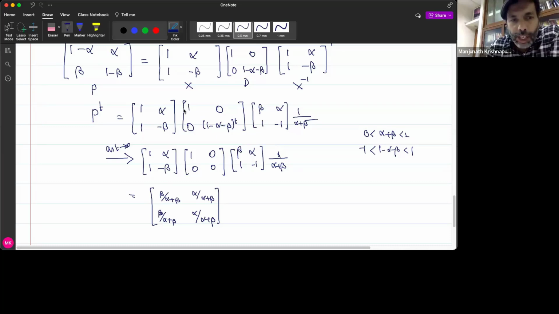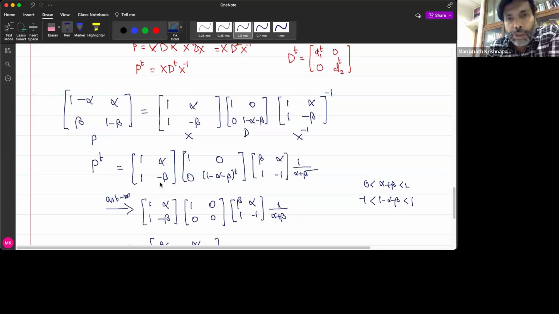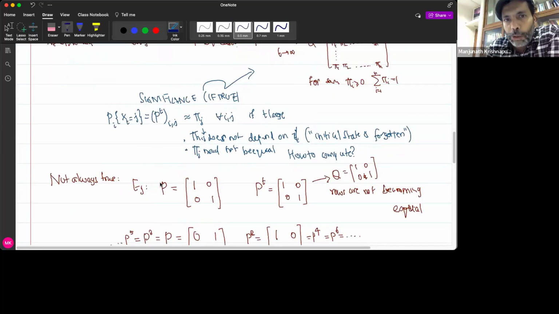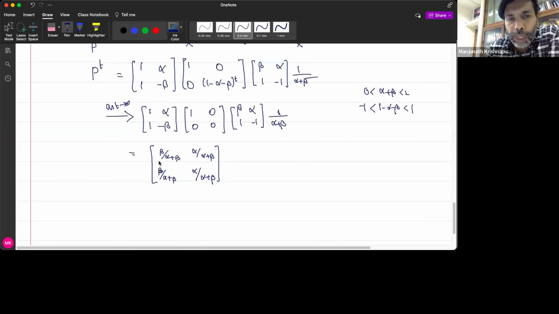So in this case, we do get P to the T converging to a certain matrix Q. We are actually proving what we saw here on the computer, that P to the T is converging to a matrix in which all rows are equal and row sums are 1. This is our Q matrix. So what is this telling us? If the two states are 0 and 1, let's call them 1 and 2. Okay, states are 1 and 2.